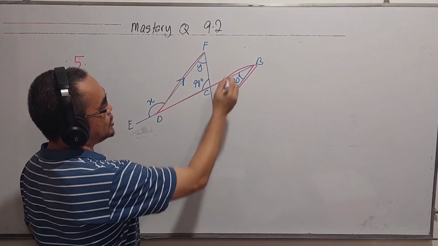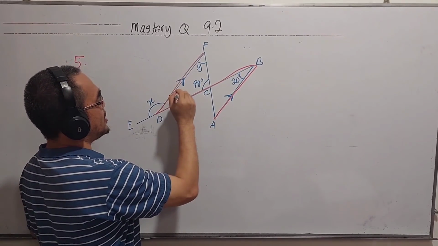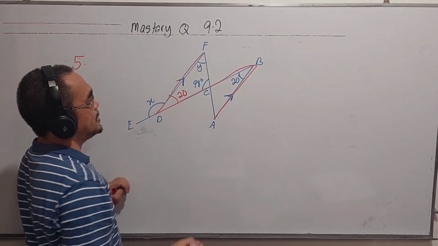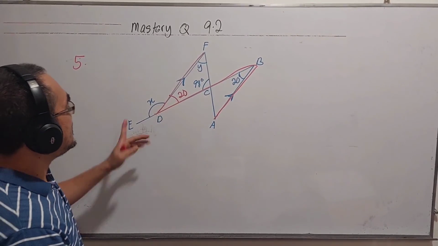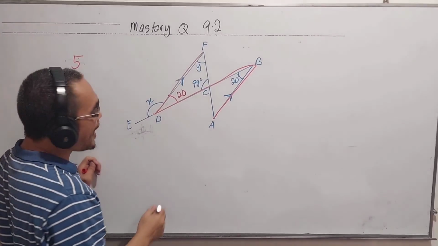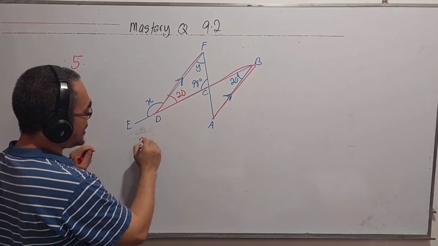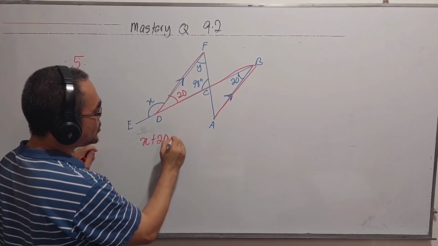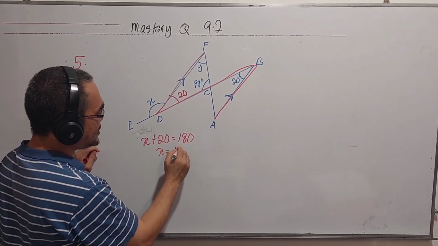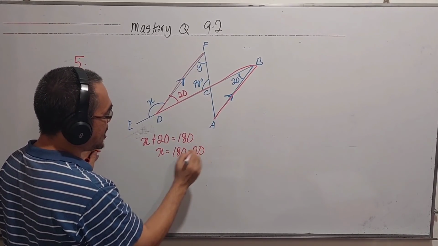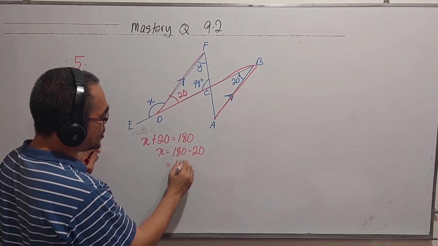Okay, so the 20 here, this is also 20. Alright, so once you move that 20, in order to calculate x, it will be x plus 20 equals to 180. So x will be 180 minus 20, which is 160 degrees.